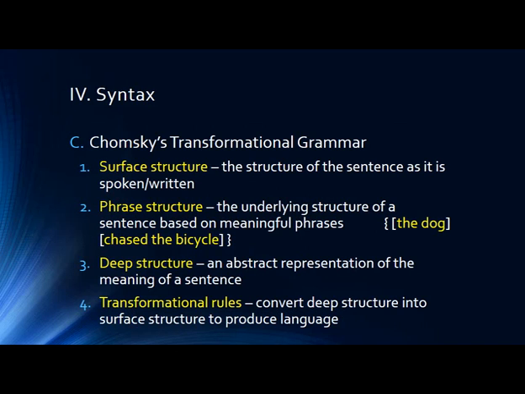Now, according to this view, there are transformational rules, and we use those to convert our deep structure, that is what we want to say, what we mean, into surface structure. So we take what we mean to say, transform it into actually produced language. We use these transformational rules to make that happen.